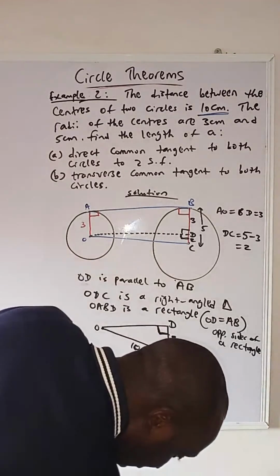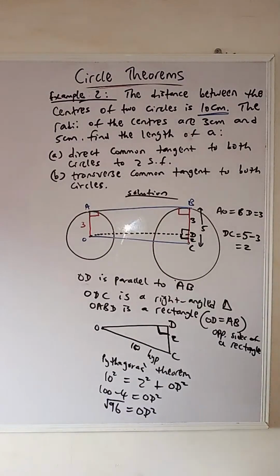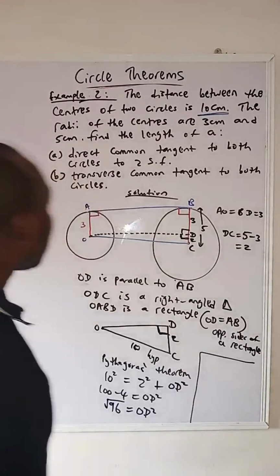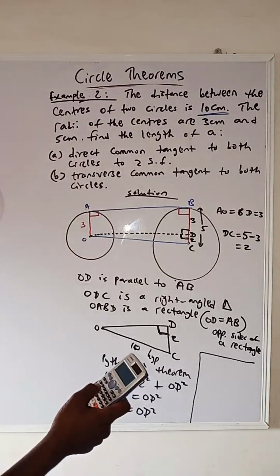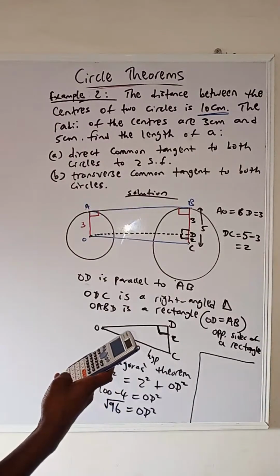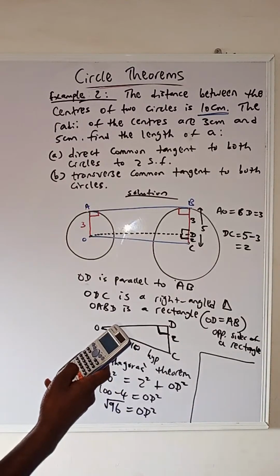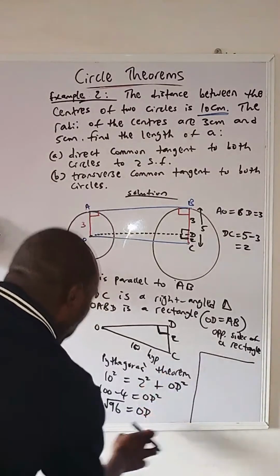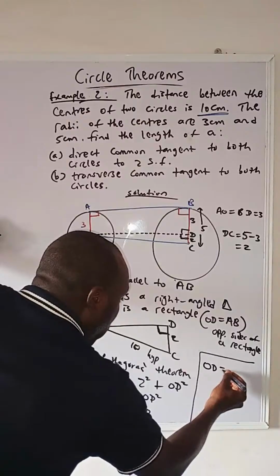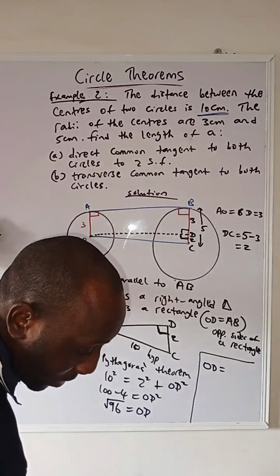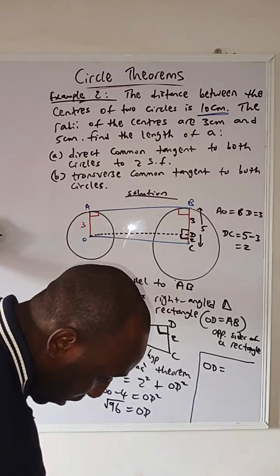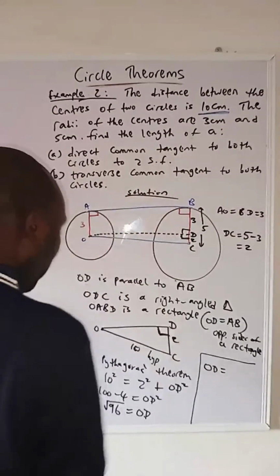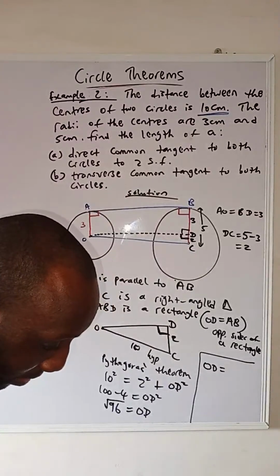I hope I'm on the right track. Thank you. So let's wrap it up here now. The square root of 96 is what? Did we even write the other answer in this form? OD will be equal to 9.8. How will we actually leave our answer? To 2 significant figures. So that's 9.8.